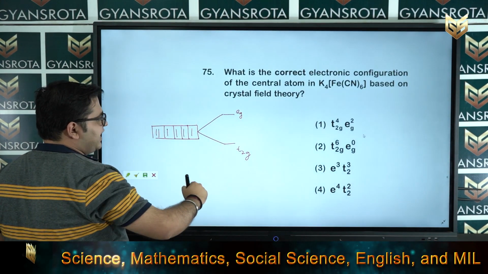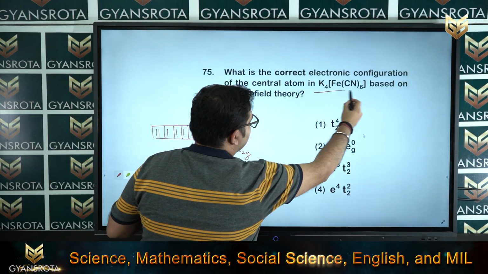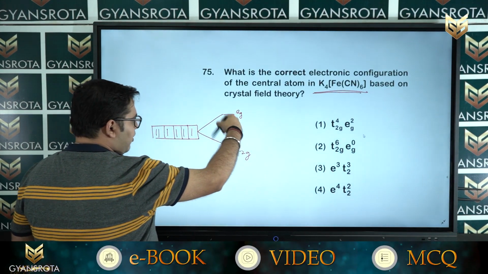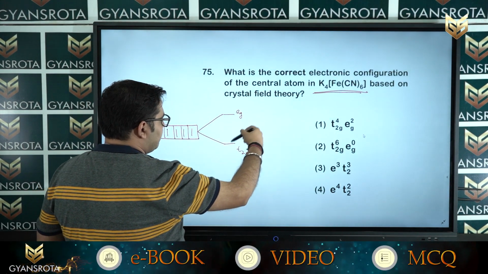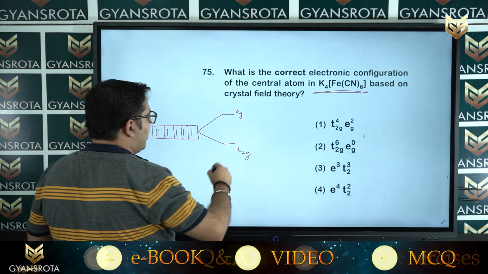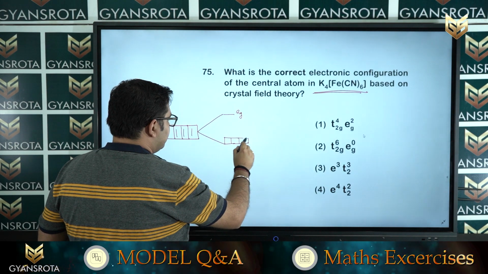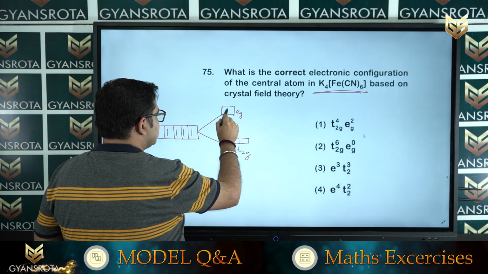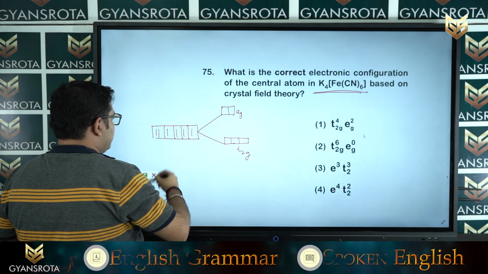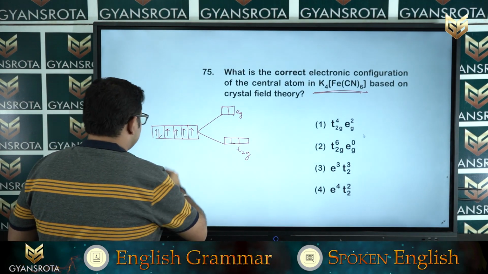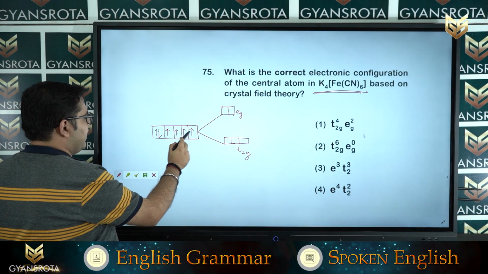Why T2g and Eg? Because this is an octahedral complex. If it is a tetrahedral complex, then this order is reversed, meaning Eg will come down and T2g will go up. In T2g 3 orbitals are present, whereas in Eg 2 orbitals are present. So, if you see, how many electrons are there? 6: 1, 2, 3, 4, 5 and 6.